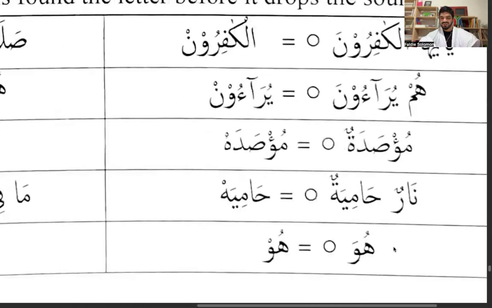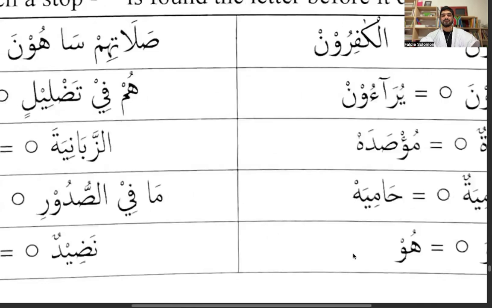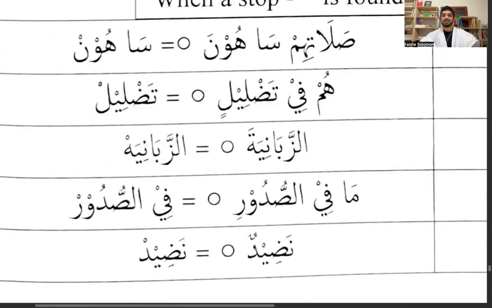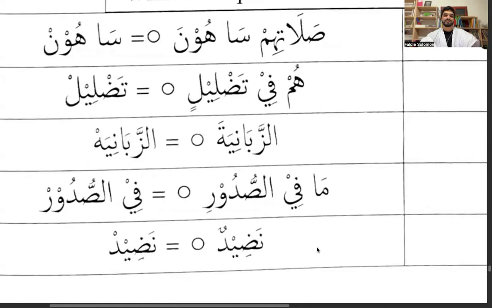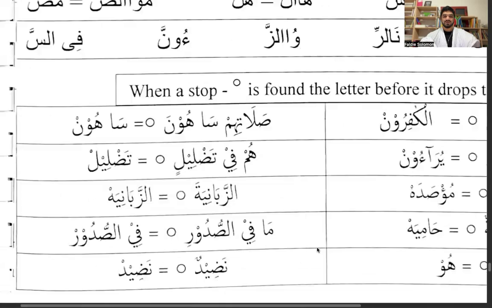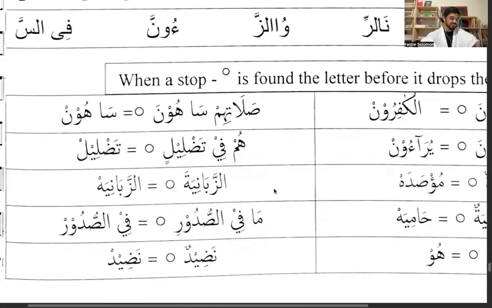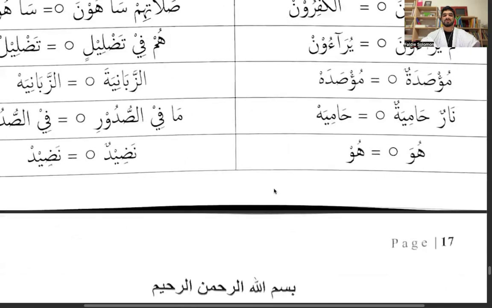Okay, just 2 more examples to look at. Here we have huwa, but because there's a stop here, we're going to recite the waw with sukoon. Hu. Okay, and here the dal has a tanween, but because of the stop, we're dropping the sound, so it gets a sukoon, which means we have to read this with qalqala. Nadeed, nadeed. Okay, and that's the rule of the stop. When we see the stop, we want to drop the last sound.